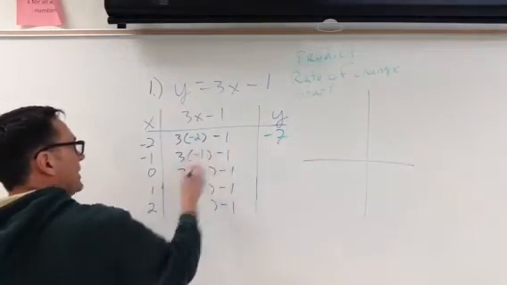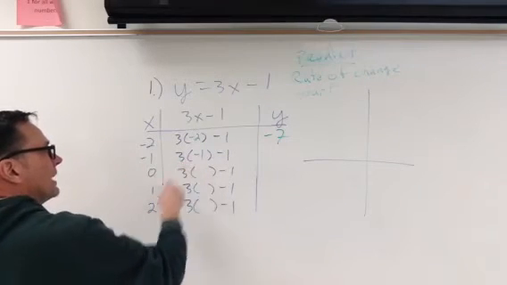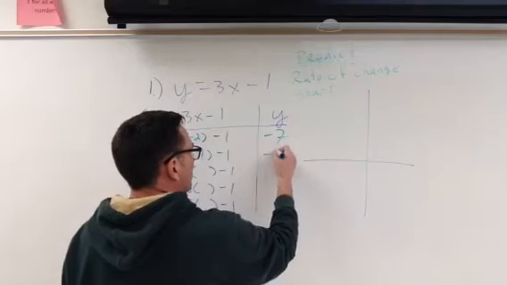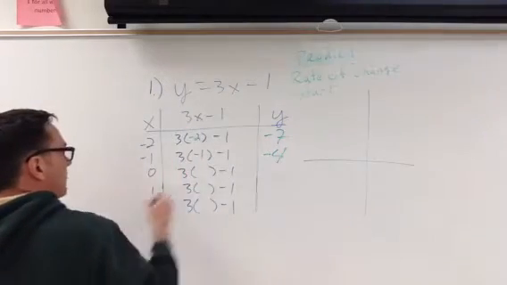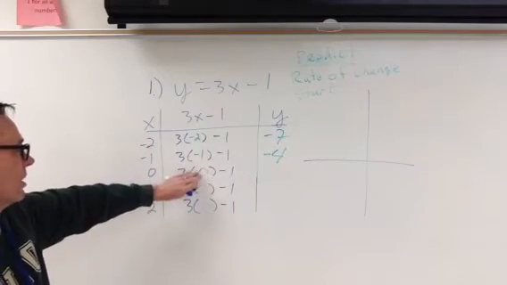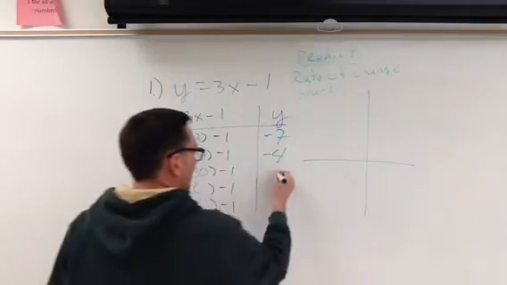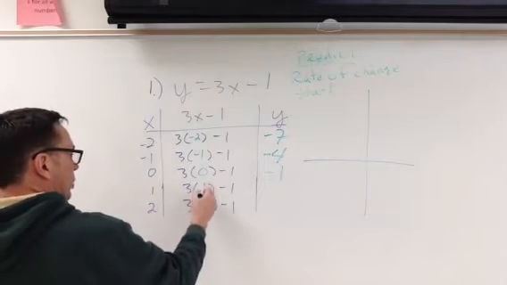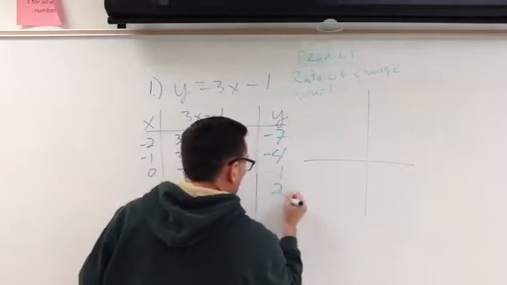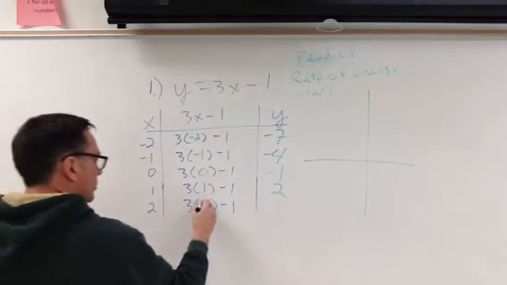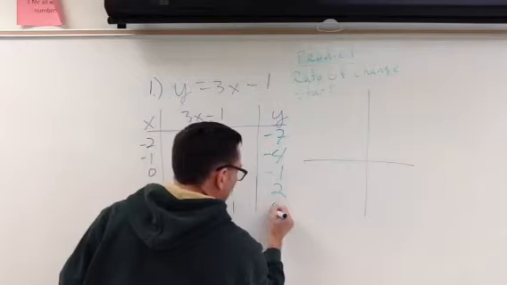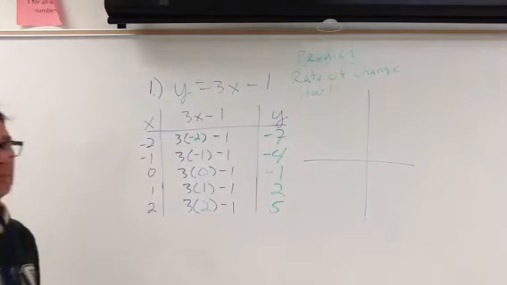I put negative 1 in here. 3 times negative 1 is negative 3. Minus 1 is negative 4. I plug 0 in here. 0 is a great number, because anything times 0 is 0. 0 minus 1 is negative 1. Put a 1 in. 3 times 1 is 3. 3 minus 1 is 2. Put a 2 in here. 3 times 2 is 6. 6 minus 1 is 5. And I have my numbers.